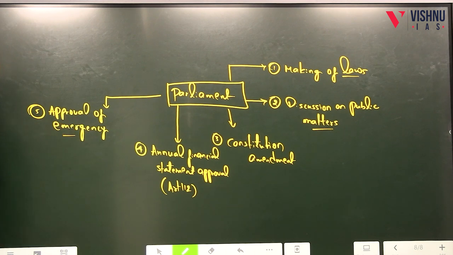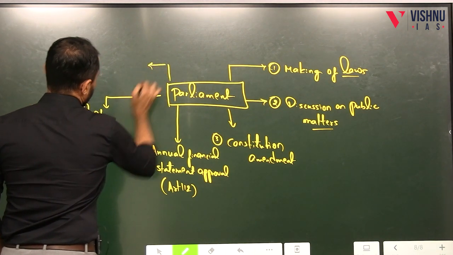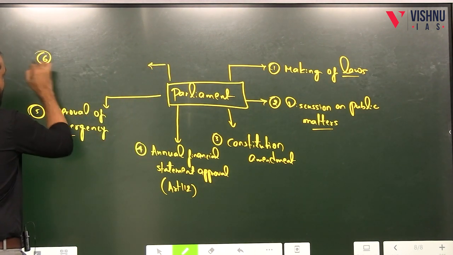Okay, emergencies. In part 18, we will talk about emergencies. Emergency must be approved by the parliament. If it is a national emergency, within 1 month it has to be approved. If it is presidential, it has to be approved by both houses within 2 months. We will discuss that emergency. Next. Okay, come to that.